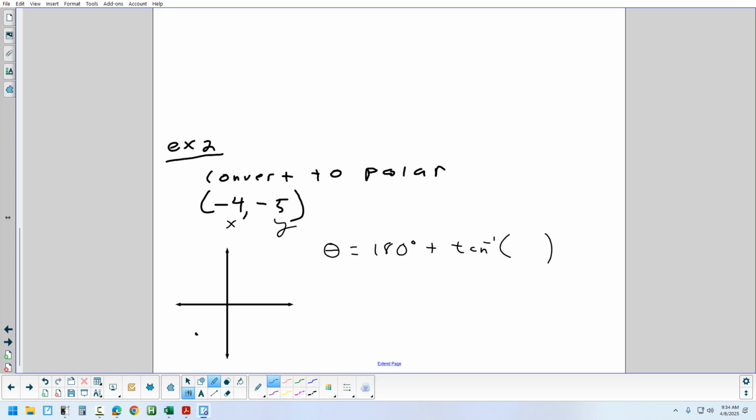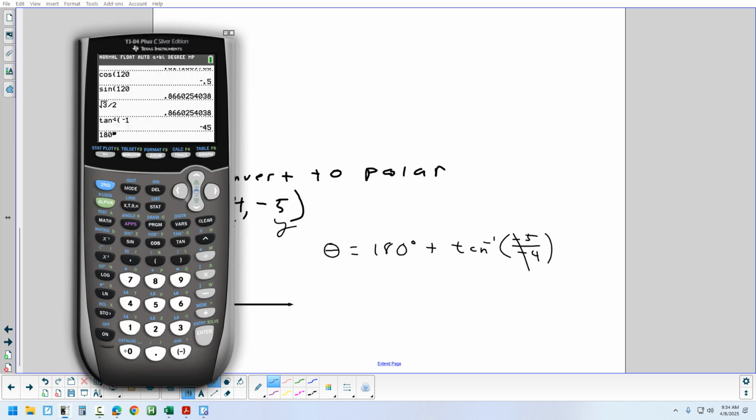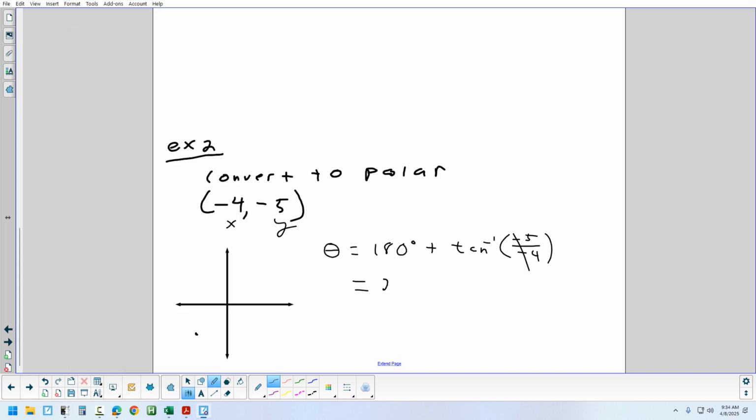So I got negative 5 over negative 4. If you want to cancel the negatives, you can do that. And now you type it in. 180 plus inverse tangent of 5 over 4. That's 231.34 degrees. Okay, so that's the amount of rotation, which makes sense because it should be between 180 and 270.